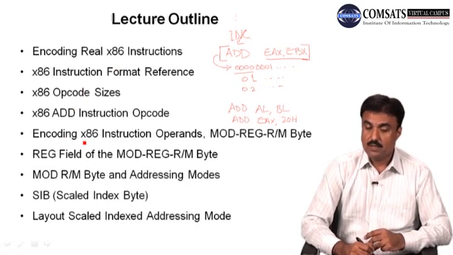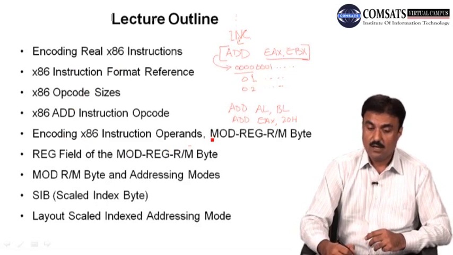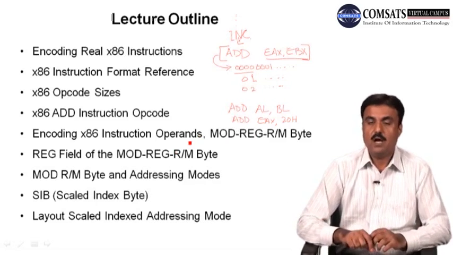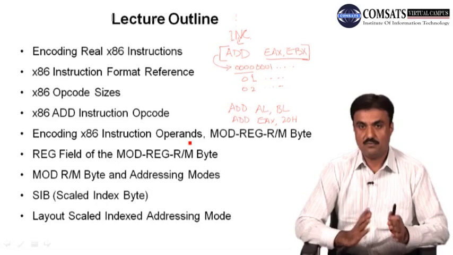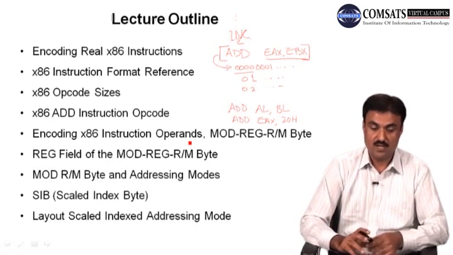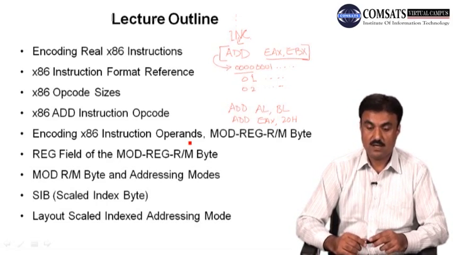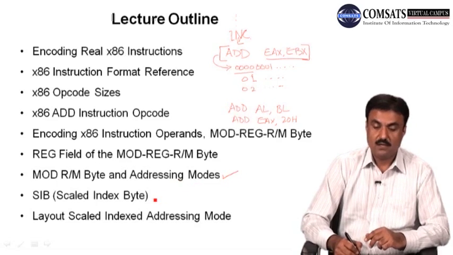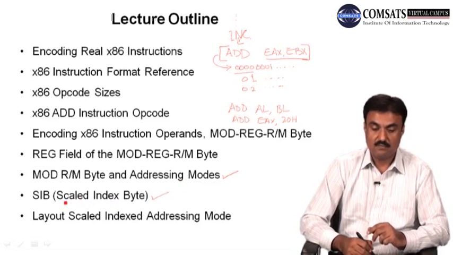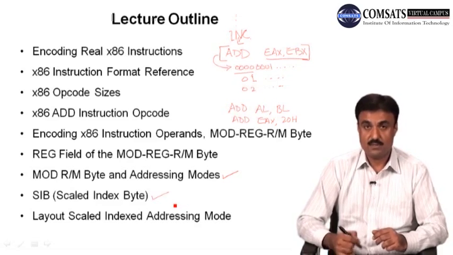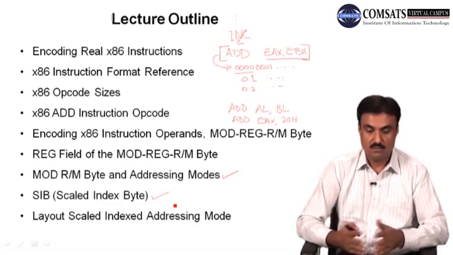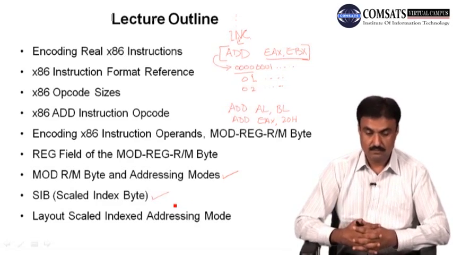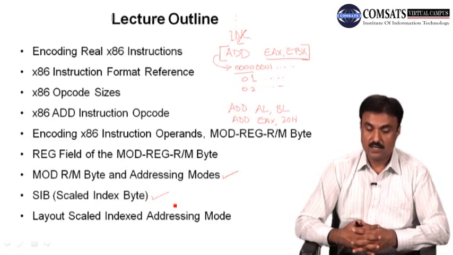Now after that we'll see how we can encode x86 instruction operands along with the MOD-REG-R/M byte. This MOD-REG-R/M byte is 1 byte of information, and we will see how it is treated, like what is the meaning of the first 2 bits, then the next 3 bits, and then the next 3 bits. Then we'll see the register field of the MOD-REG-R/M byte, which we basically call the MOD-R/M byte or mod addressing byte, whatever you call it. So the MOD-R/M byte and addressing modes will be discussed precisely here. Then we have the scale index byte, called the SIB. This is also 1 byte of information, and inside the whole instruction it has a special meaning. When you are using scale indexing mode, this byte will work there. After that we will look at the layout of the scale index addressing mode.